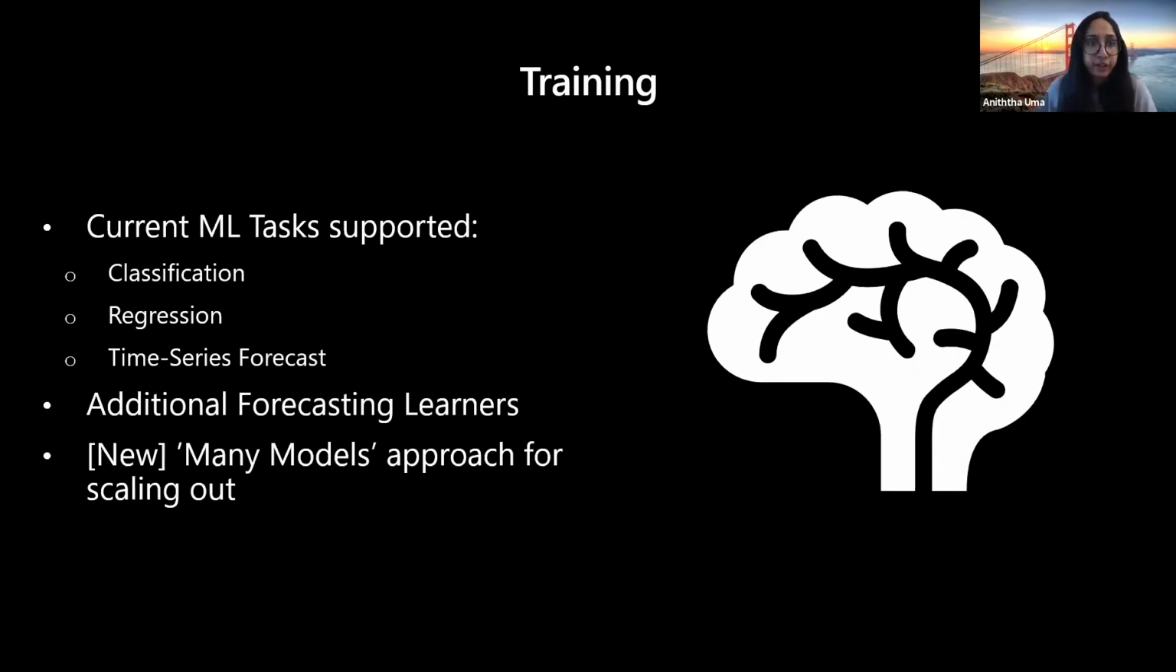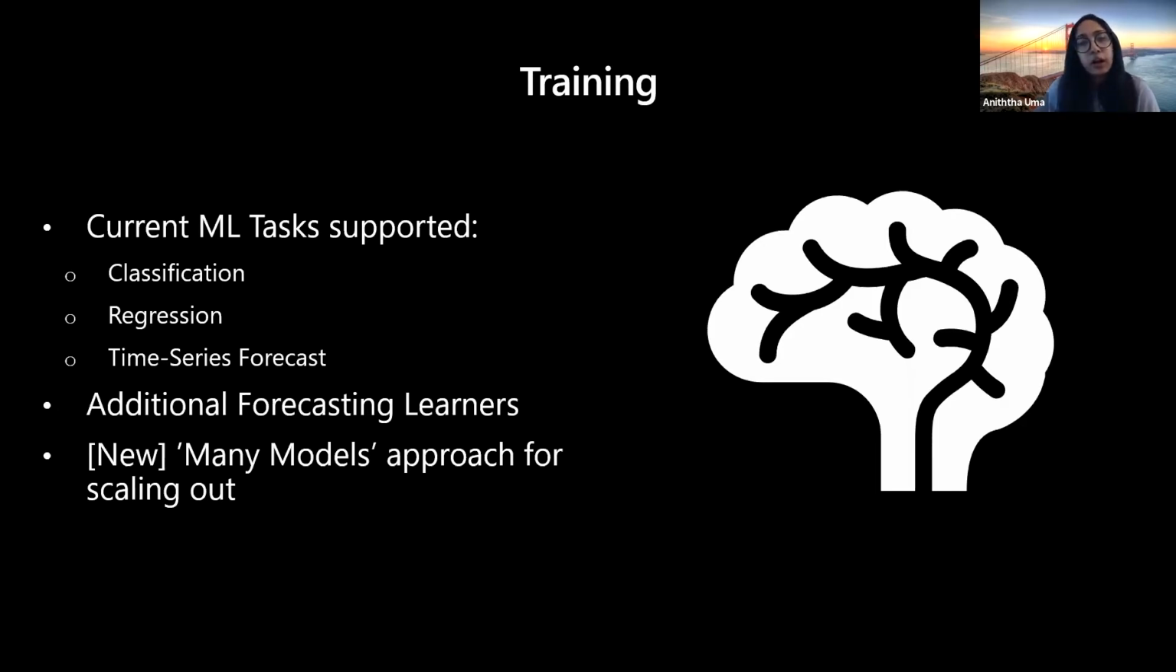Now, when it comes to training, as I mentioned earlier, we do support classification, regression, and time series forecasting. We have added additional forecasting learners, such as ARIMA, Prophet, and a forecasting TCN model. These are quite popular, and you can use them along with our classical models that are already within automated ML.